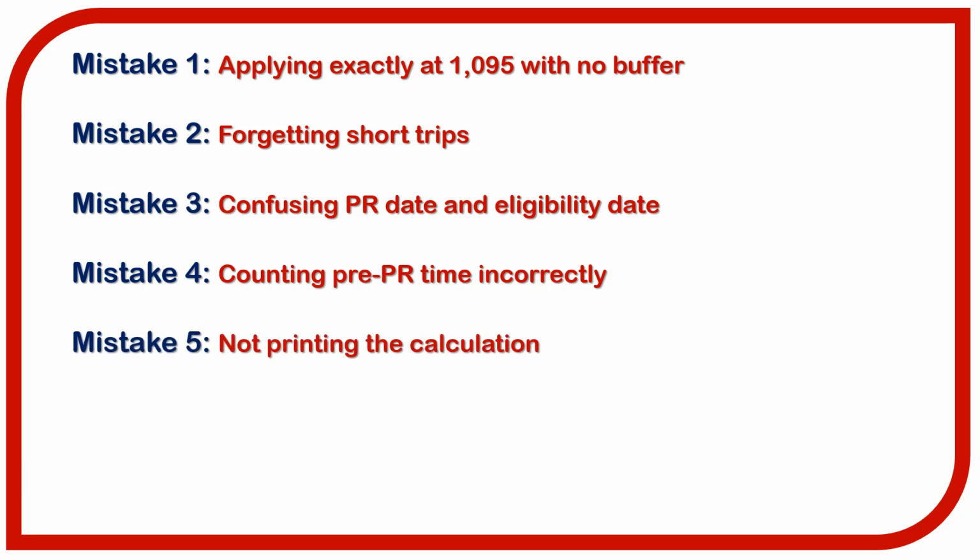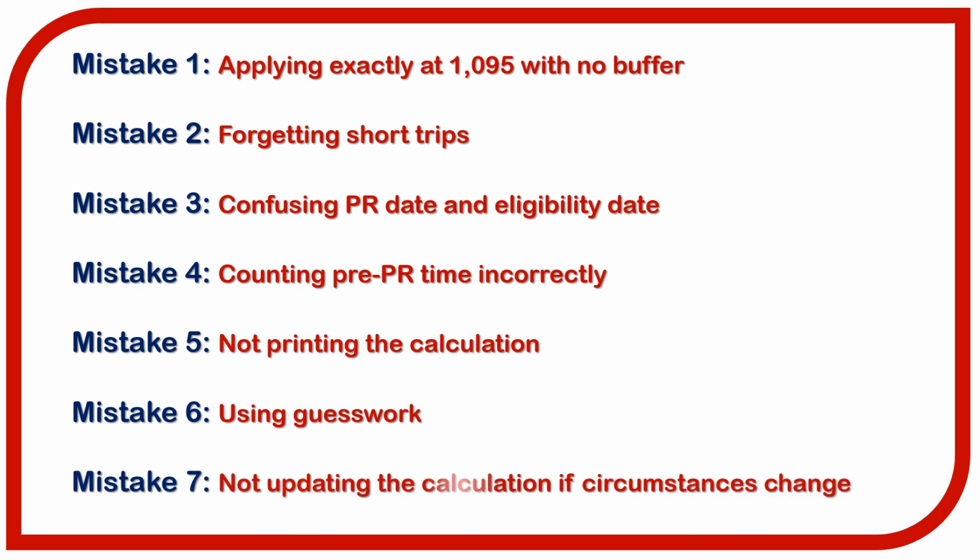Mistake 5. Not printing the calculation. IRCC says you must complete and submit the printout of your online physical presence calculation with the application. Mistake 6. Using guesswork. Never guess travel dates if you can verify them. Mistake 7. Not updating the calculation if circumstances change. If your application is returned and something changed in your physical presence meanwhile, IRCC says the calculation must be updated before resubmitting. These mistakes are avoidable, and that is why understanding the calculator is so important.